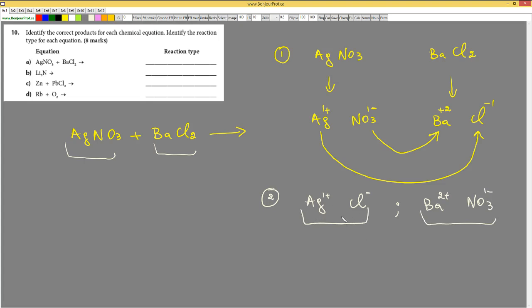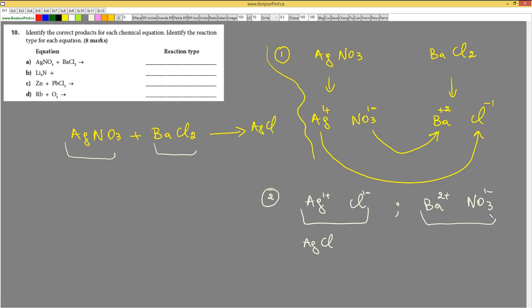So now what compound will form here? I see that plus 1 cancels minus 1, because plus 1 plus minus 1 equals 0. So with this one I have nothing to do. I'm going to put AgCl. So you see, here AgCl.